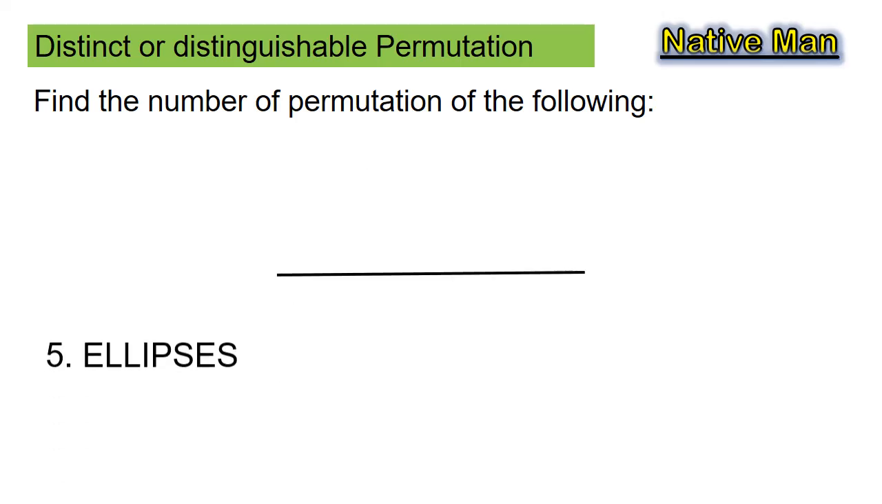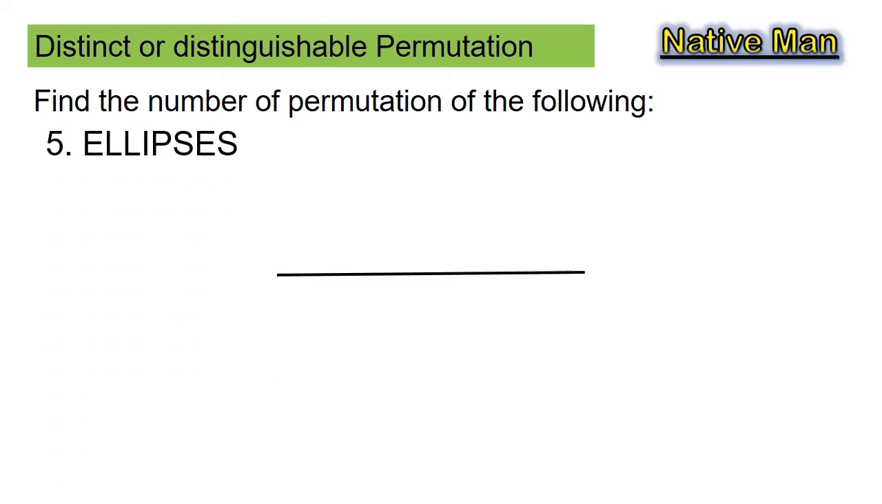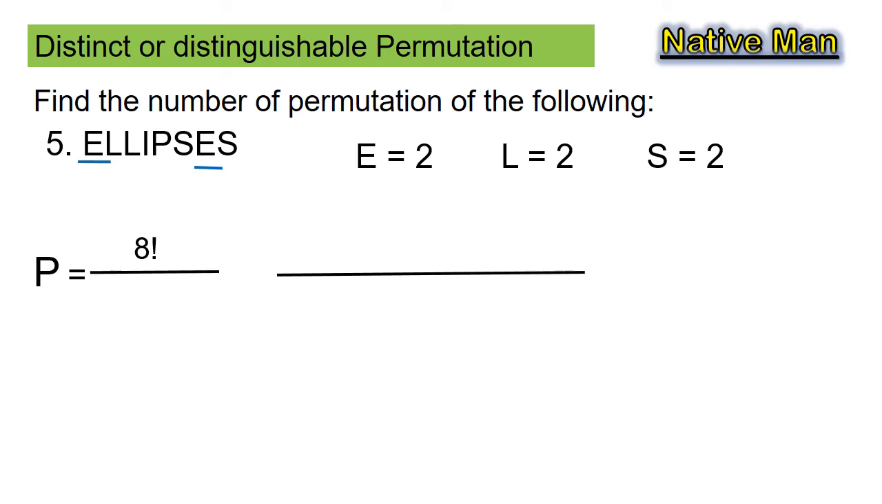Okay, so another word is ellipsis. Okay, so bilangin natin kung ilan yung magkaparehong letters. E, there are 2. Then L, there are 2. And S, there are 2. Letter S. Meron pa po ba? Okay, wala na. So, let's try to solve. P is equal to, how many letters are there in the word ellipsis? 2, 4, 6, 8. So, 8 factorial over yung E na 2, so 2 factorial. Then, yung L na 2, so 2 factorial. Then, yung S, there are 2, so 2 factorial.